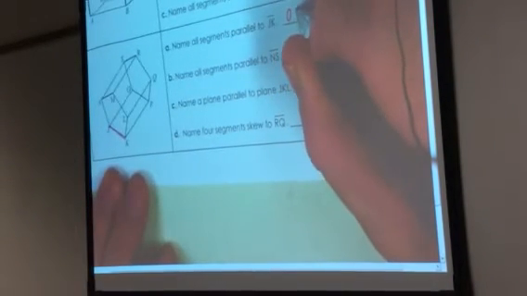Example 2 says name all these segments parallel to the segment JK. I go over here and find JK. Usually there are multiple segments that would be parallel if I have just a regular cube or a box. But this is like a three-dimensional pentagon, so it kind of looks like a house. What's the only other segment on here that's going the exact same direction as JK? OP, all the way across on the other side, right?